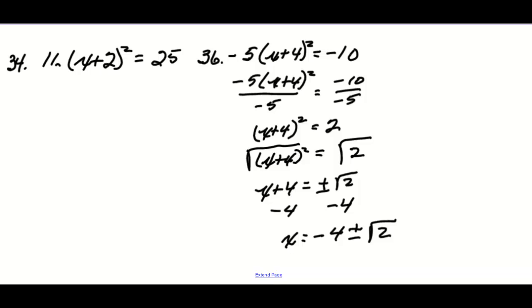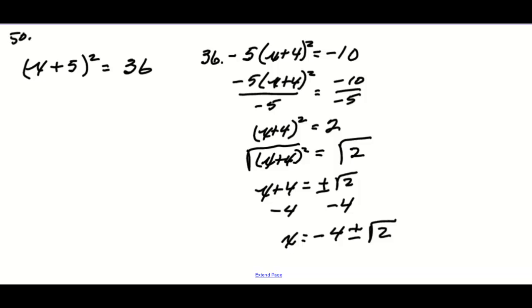I want to do one more thing, and that is take a look at problem number 50. Problem number 50 happens to be a story problem, and all I'm going to do is set this up. You can solve it once it's set up. It says the square of the sum of a number and 5 is 36. So a number, we'll call that x, and 5, the square of that is 36. So that's problem number 50 as you set it up.